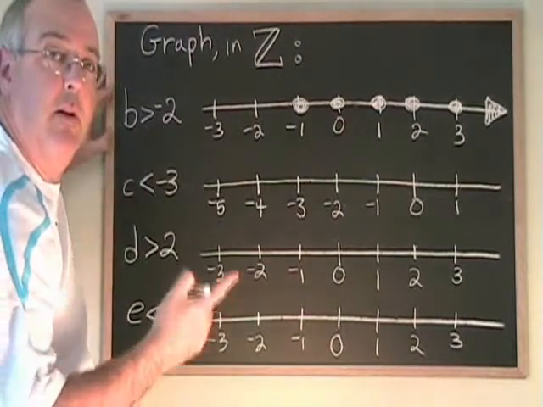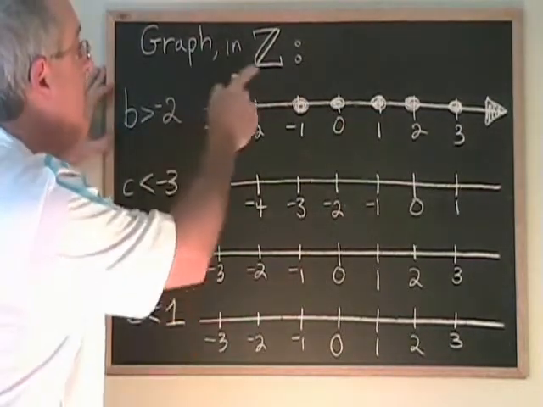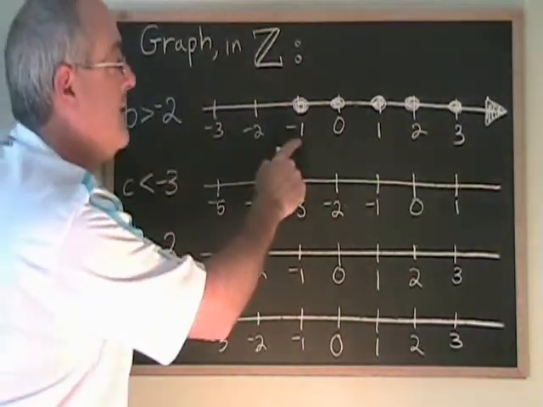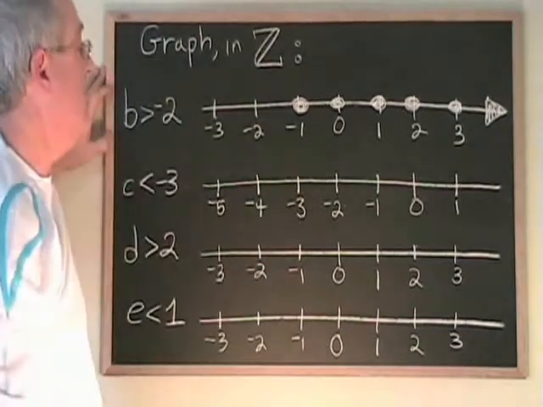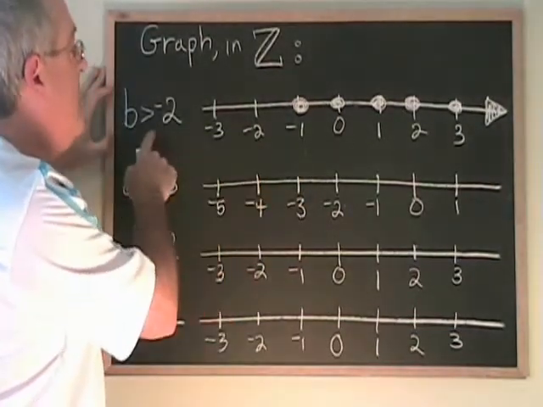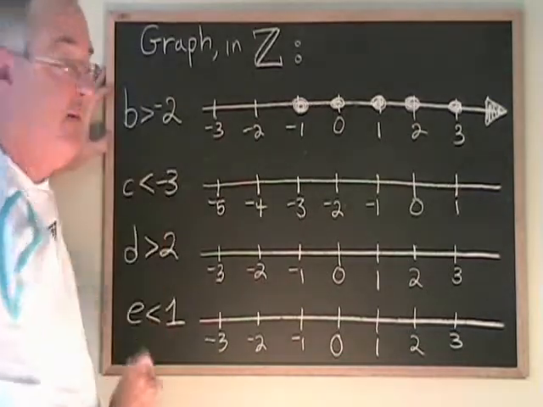It's very similar to the answer that you would get if it was graphed in natural numbers, except the -1 has to be included in the answer. The -2 cannot be part of the answer because it is not greater than itself.